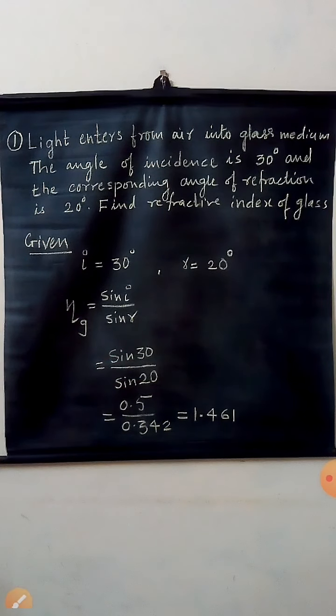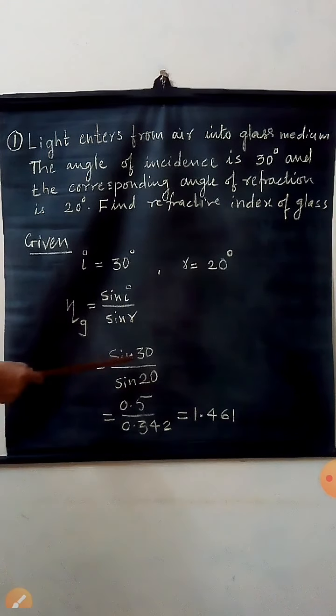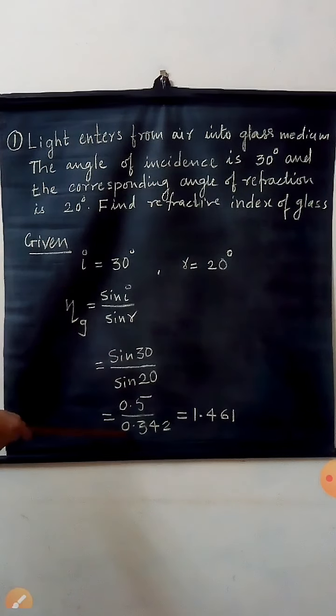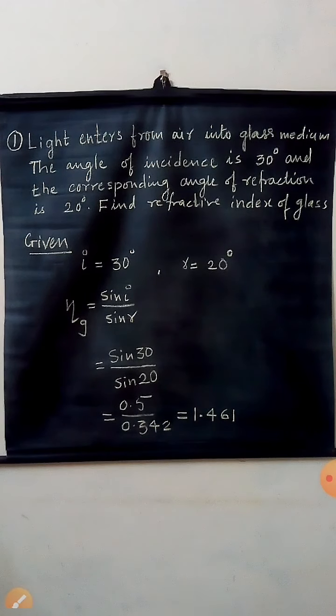Now you have to use your calculator to find out the values of sine. So use the sine button and insert these numbers 30 and 20. Calculate the values of the sine. It will give you sine 30 as 0.5, sine 20 as 0.342. This calculation will reduce to 1.461. As it is a ratio of two sine values, it does not have any unit.